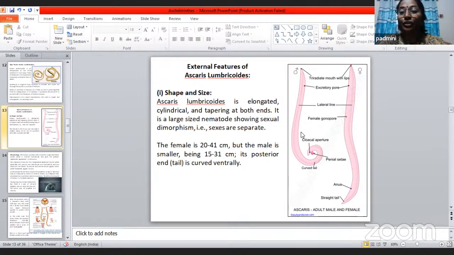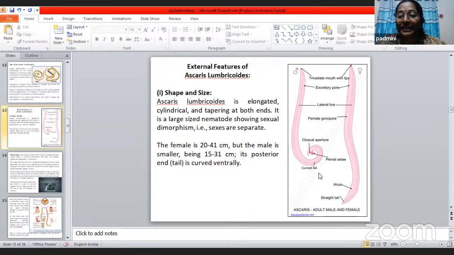Here in this picture, you can only see the lateral line, a broad lateral line. The dorsal line and the ventral line are very thin, narrow lines, but the lateral line is a broader one. And there's a female gonophore over here, and you have a cloacal aperture. In males, you have a cloacal aperture, whereas in females, you have an anus. Differences will be in the coming slides.